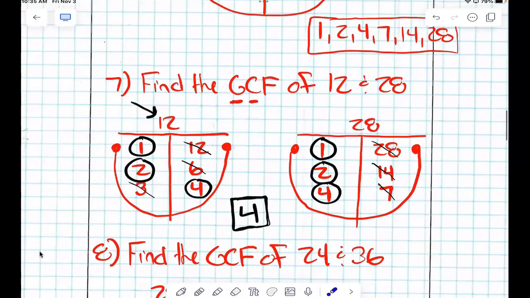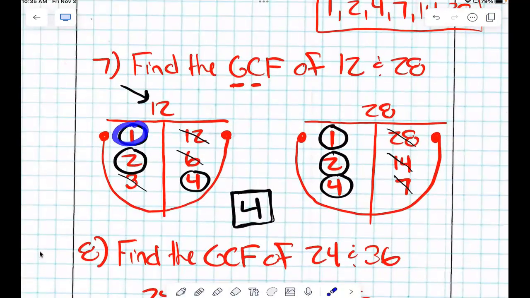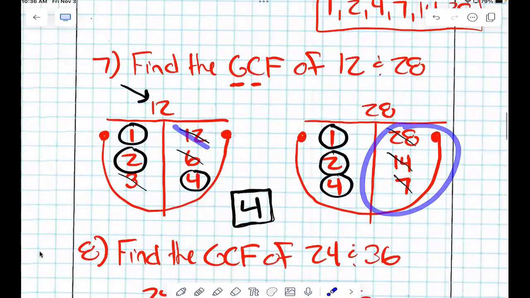We did our smiley faces, yes? Do they both have 1 as a factor? Yes. So we circle it, right? Do they both have 2 as a factor? Yes. So we circle it. Do they both have 3 as a factor? No. So should I cross that 3 out? Do they both have 4 as a factor? Yes. Circle. Do they both have 6 as a factor? No. Do they both have 12? No.